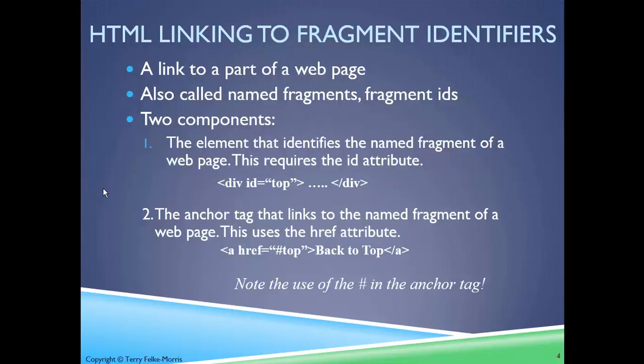The two components, again, are the element that identifies the named fragment on the web page. That's the one for which you use the ID. And the anchor tag. That's the one where you use the pound identifier, which means ID, and the name you used up above. Again, note the use of the pound sign in the anchor tag.